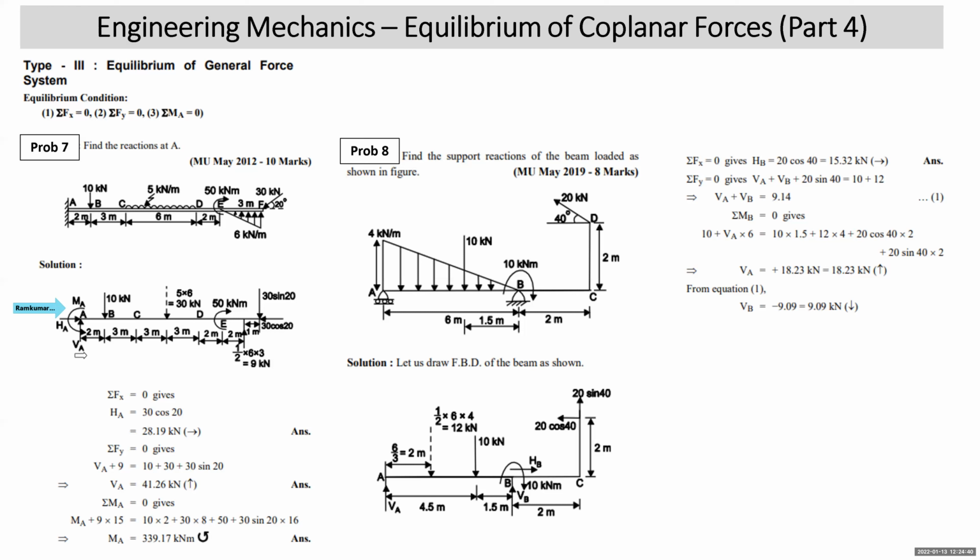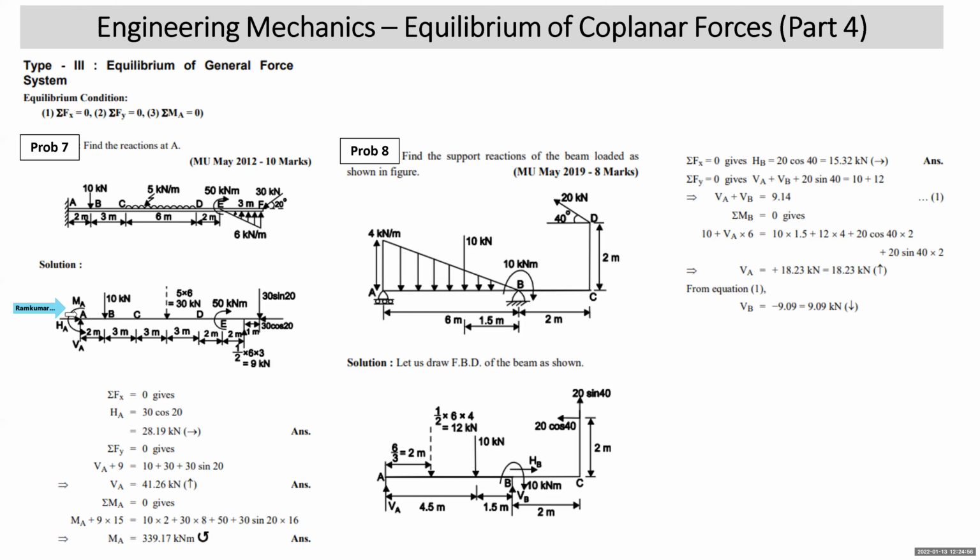All right. So when we write sigma MA, we will keep the anti-clockwise moments on the left side. Even this 9 will give you an anti-clockwise moment. The 9 is at what distance? 15 meters from A. So 9 into 15 is the anti-clockwise moment that we have taken on the left side.